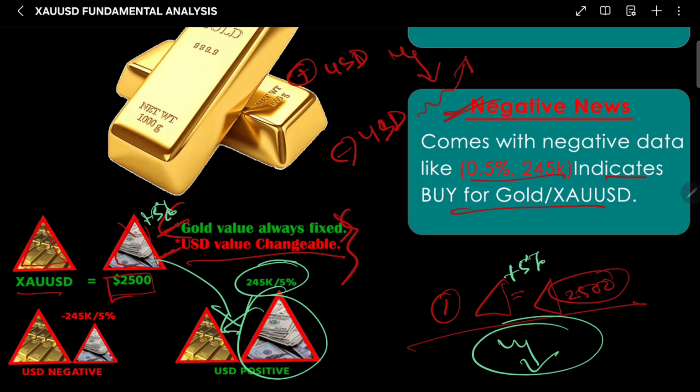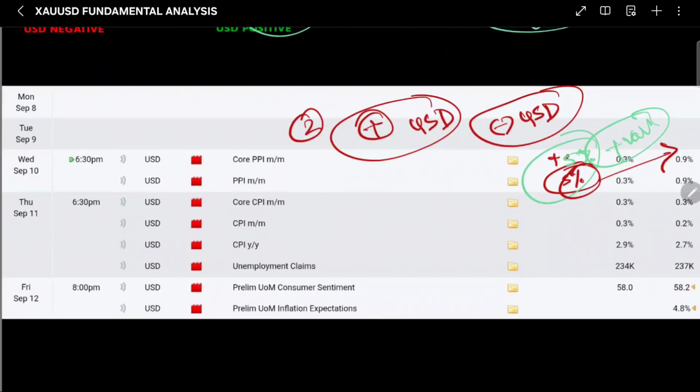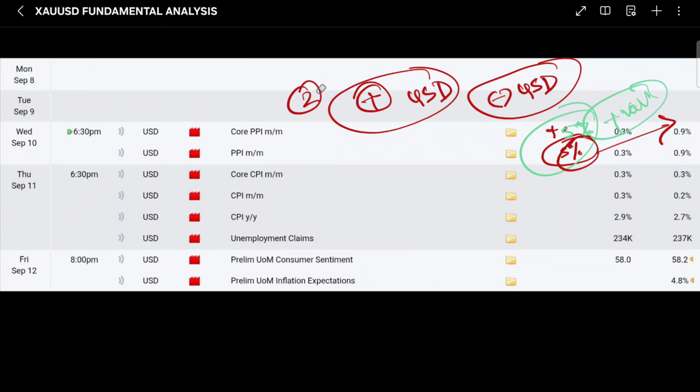And for negative news, if I minus 5% from the previous triangle, here you can see there is 5% smaller than the previous triangle. In that case gold is bigger than USD. That's why for negative news we are going to buy gold, and for positive news we are going to sell gold. I hope you understand all of the things, and the same theory we will apply there.